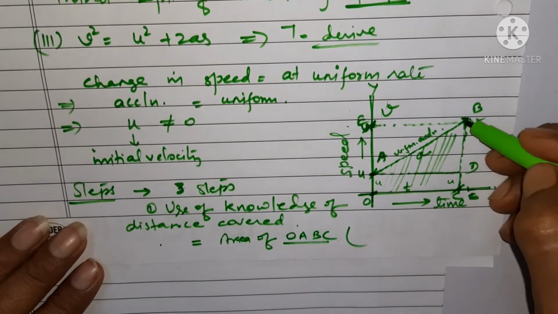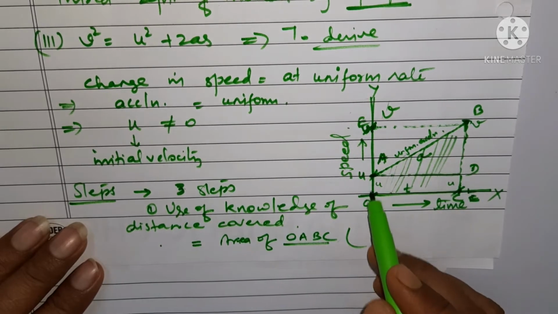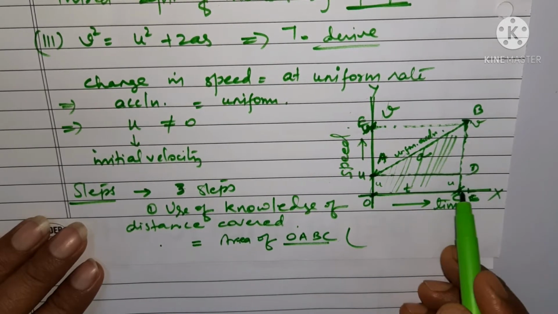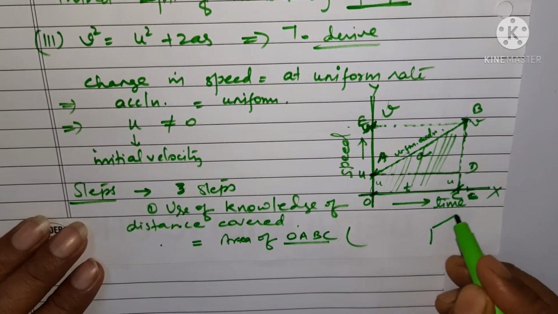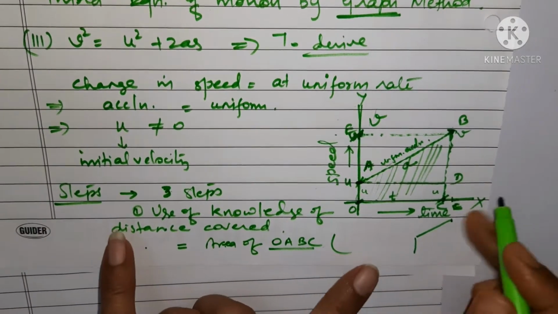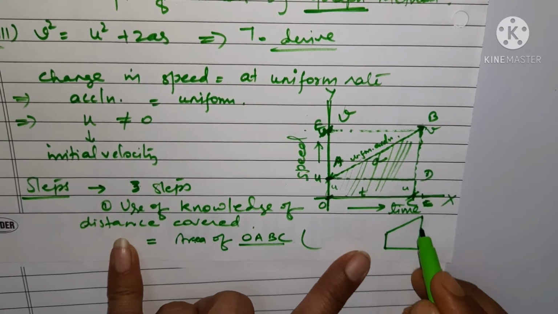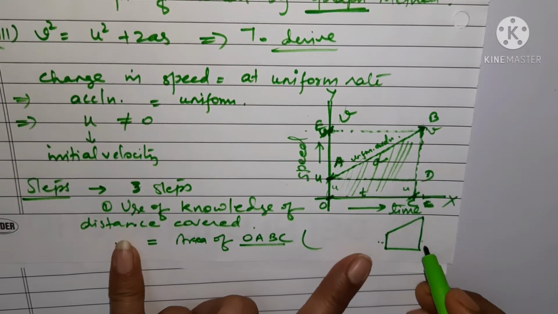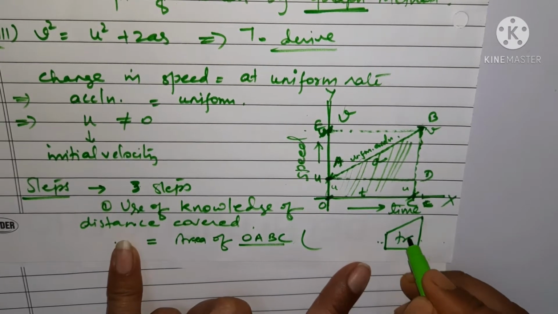And O A B C is what? Can you see? This is a parallel line, this is a parallel line, and these two are not parallel, but it is a quadrilateral. Now which type of quadrilateral is this O A B C? It is somewhat like this, isn't it? This line and this line, these two lines are parallel. They are not equal, but they are parallel. So what type of shape is this? This is a trapezium shape.